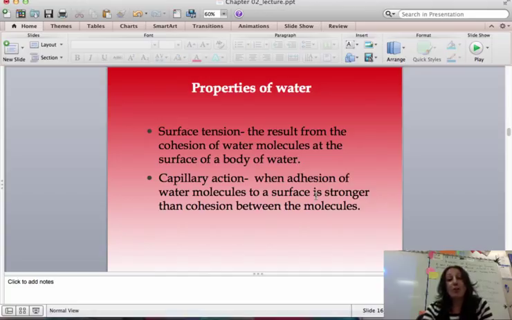You have your cohesion and your adhesion. Adhesion is the attraction between different types of materials, such as glass and water molecules, and you also have capillary action.